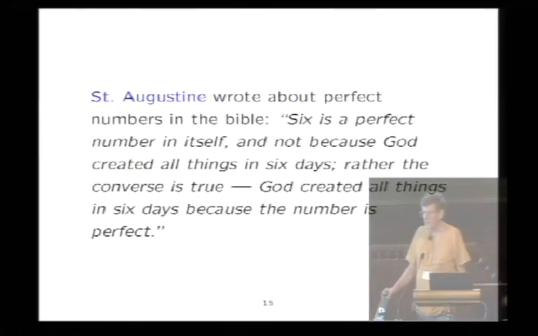For example, St. Augustine wrote about perfect numbers. This is very interesting to me. 6 is a perfect number in itself, and not because God created all things in 6 days. Rather, the converse is true. God created all things in 6 days because the number is perfect. So now you know the rest of the story, right? Okay.